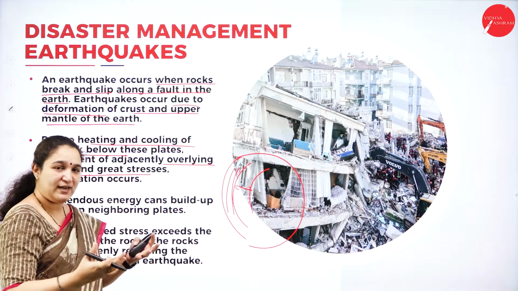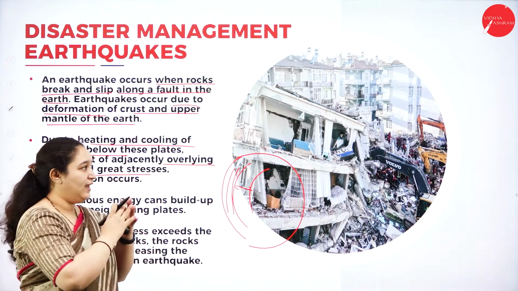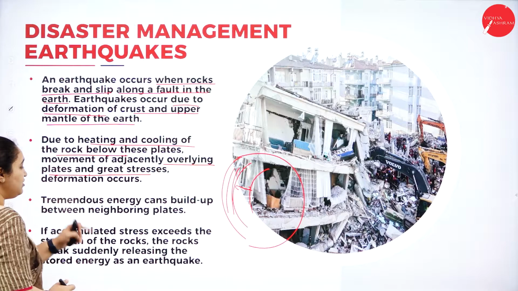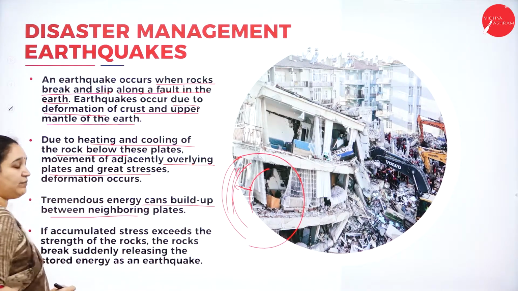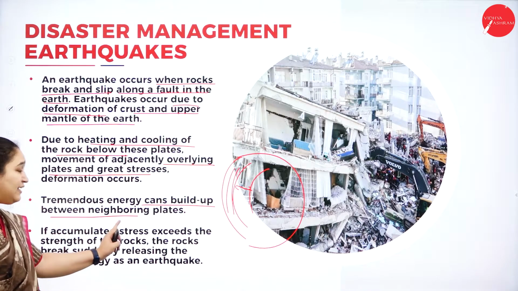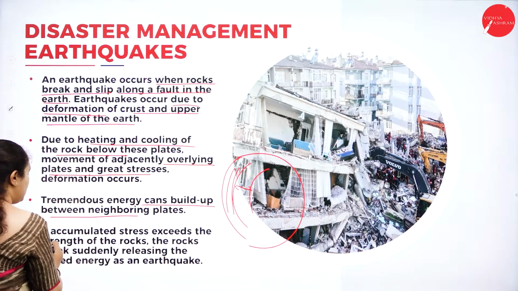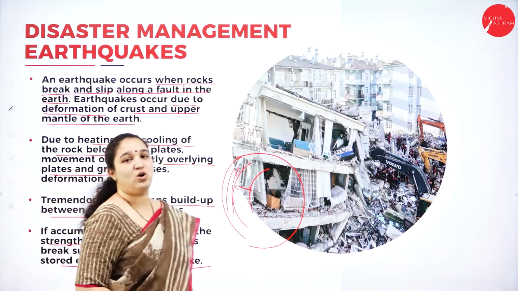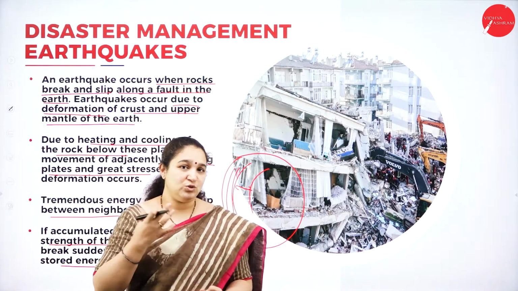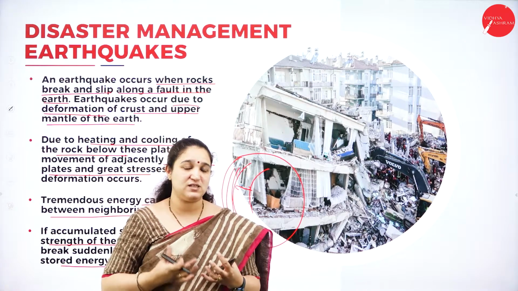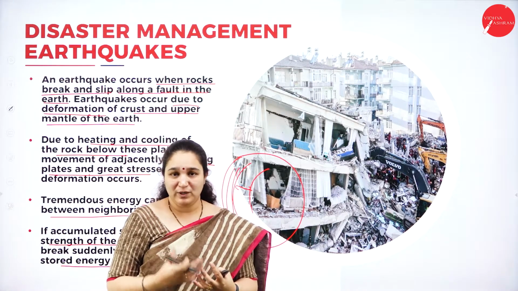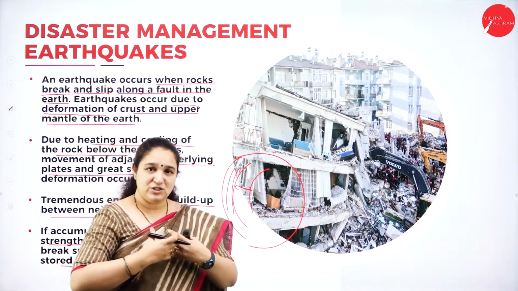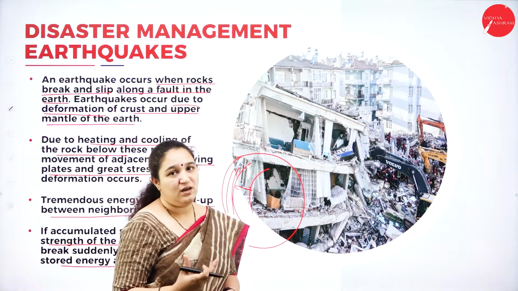The entire rock will shatter and then there is a deformation in the entire earth's crust, which we call the earthquake, okay. So the tremendous energy builds up between the neighboring plates, and if the accumulated stress or energy exceeds the strength of the rocks, the rock breaks suddenly and releases the stored energy, and that is called an earthquake. So due to the heating and cooling, there's a lot of energy stored below the earth's crust, and when the rocks cannot withstand that stress and that energy, they will shatter, and that we call the earthquake.